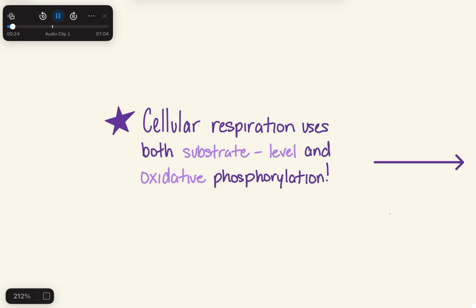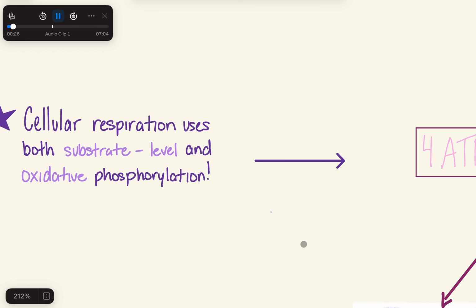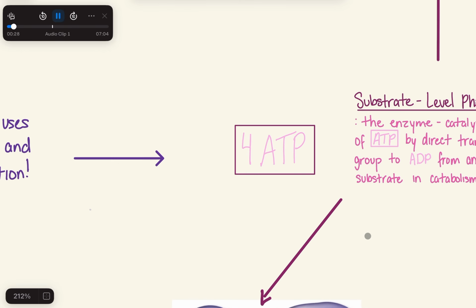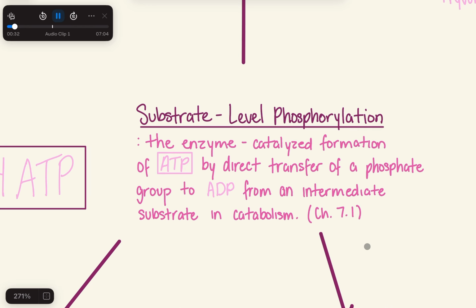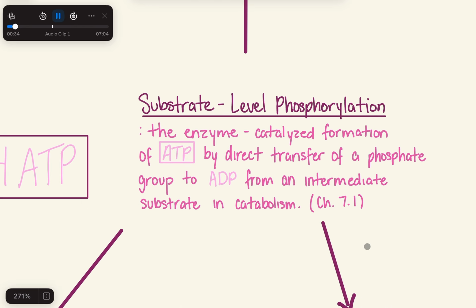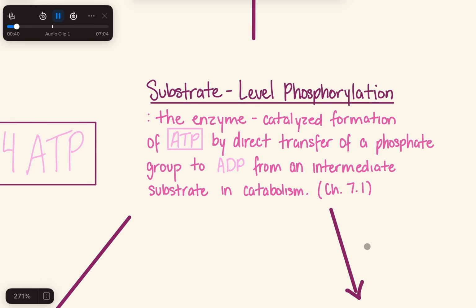To get a better understanding of the differences between both, I'd like to define what substrate level phosphorylation is, and it is the enzyme catalyzed formation of ATP by direct transfer of a phosphate group to ADP from an intermediate substrate in catabolism, chapter 7.1.